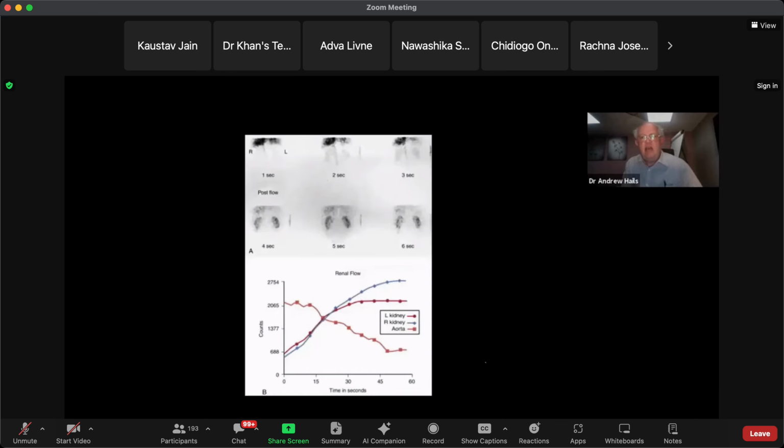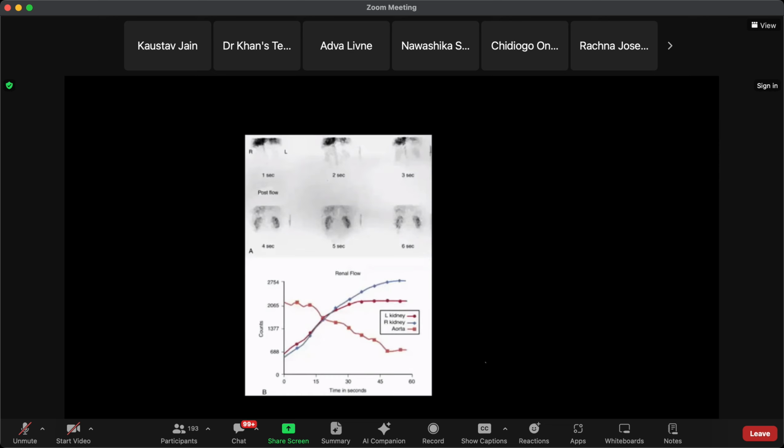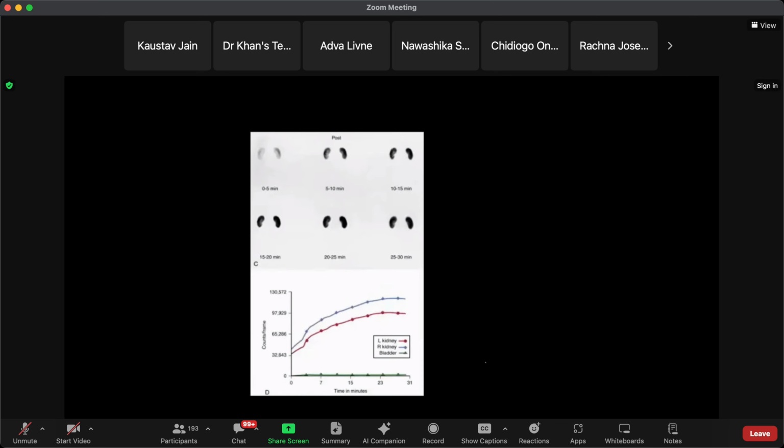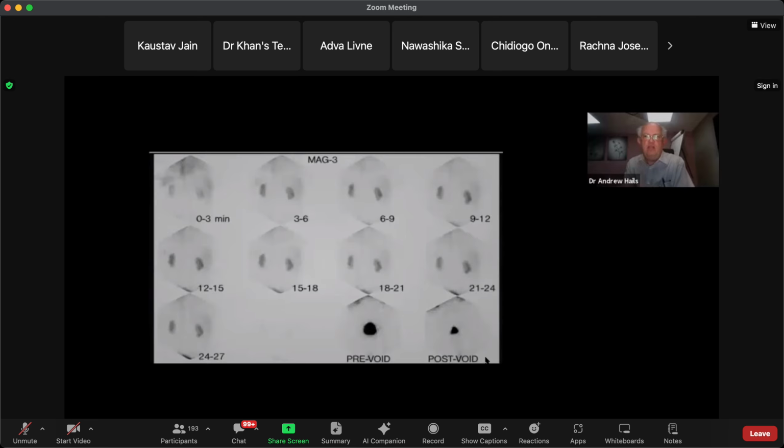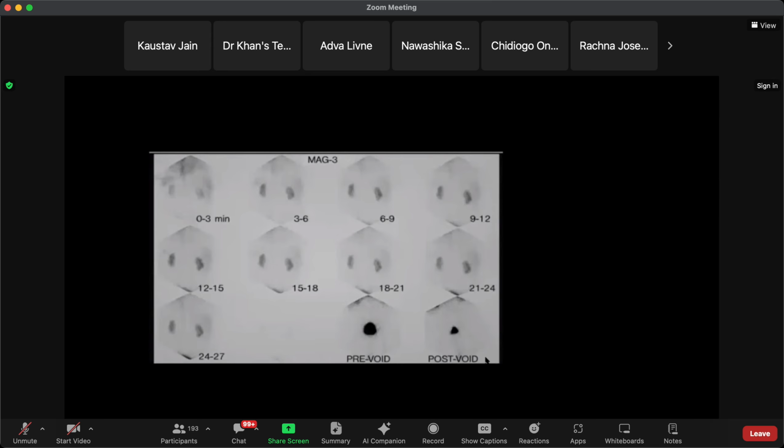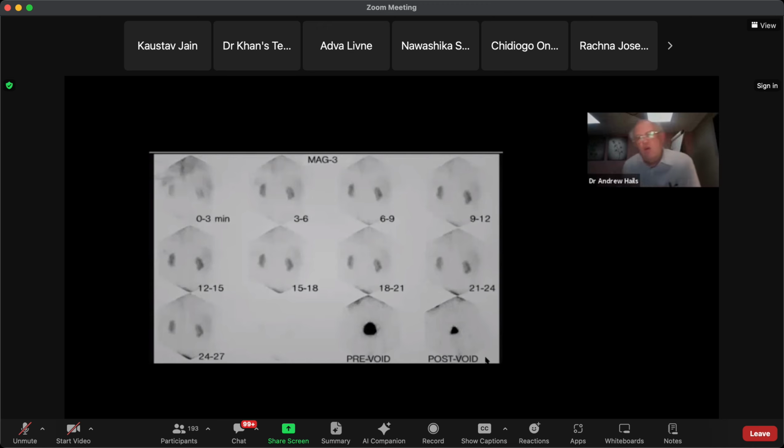So this is the same. It's sort of showing it's perfused and concentrating, but not being excreted. It's acute tubular necrosis. Now, I'll just ask you about this. I can't remember what I've got next slide, actually, but just looking at that, what do you think might be wrong with this person?